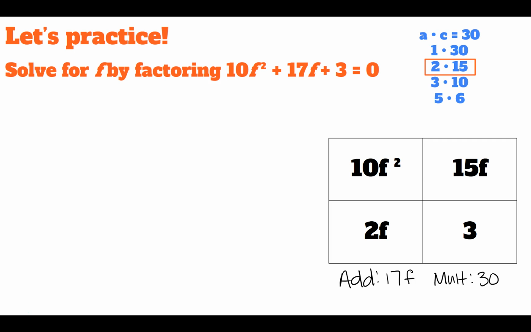All right, let's do my columns. What can we divide out of 10f squared and 2f? A 2f. Good. What can we divide out of 15f and 3? 3. We can divide 3. We can't do f because 3 didn't have an f. So this one is just going to be the number 3. Okay? So my other factor is 2f plus 3.